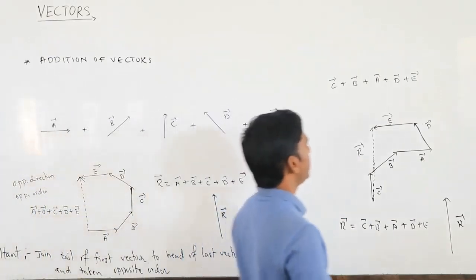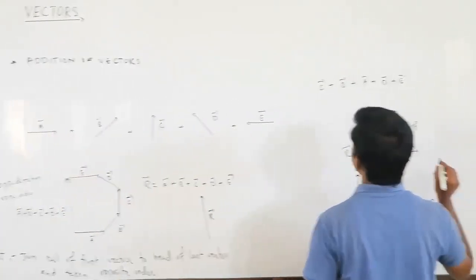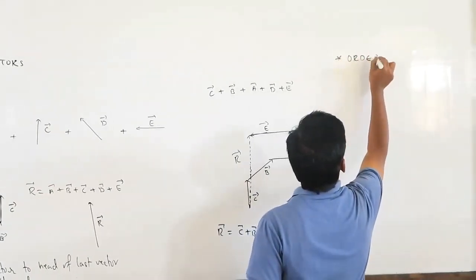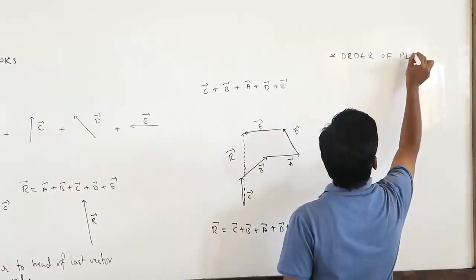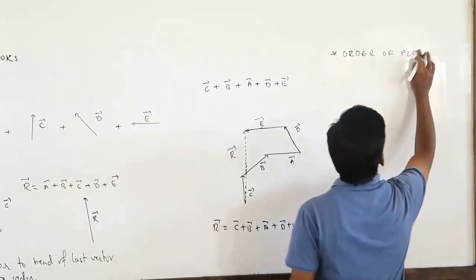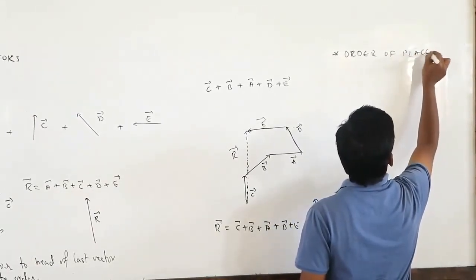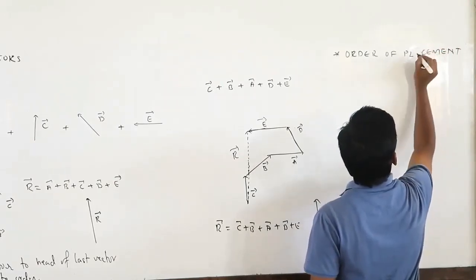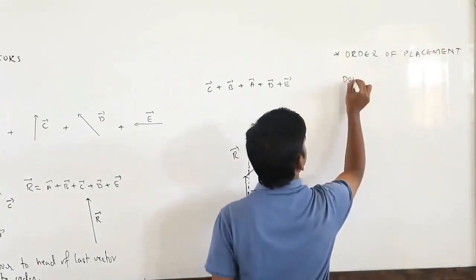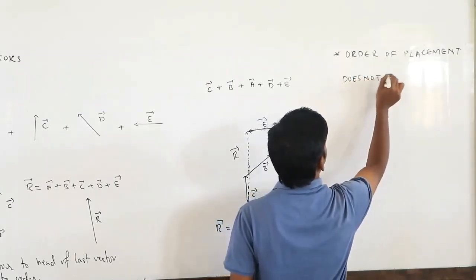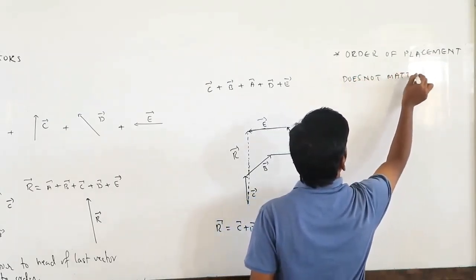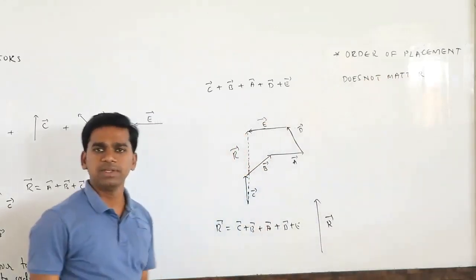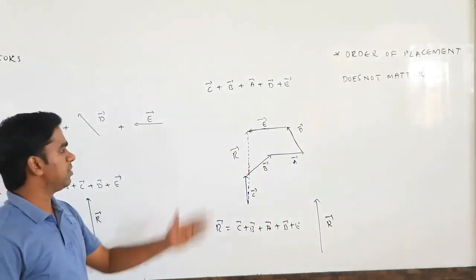So shall I write something? Order of placement does not matter. This also you can give as a property. It may become a third property.